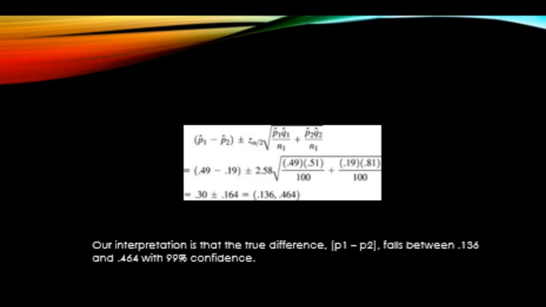Now we need the interval. We can create it by plugging in the values. P1 hat is 0.49, P2 hat is 0.19, Z alpha by 2 is 2.58, and then this is the standard deviation. The interval values are 0.136 and 0.464. So our interval is that we are 99% confident that the difference in the true proportions is between 0.136 and 0.464.